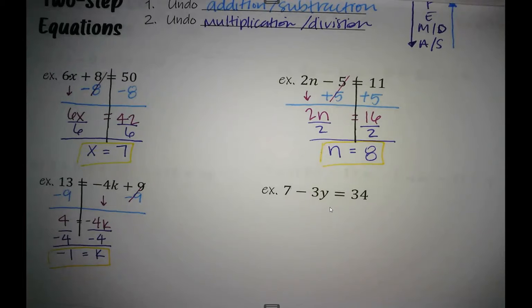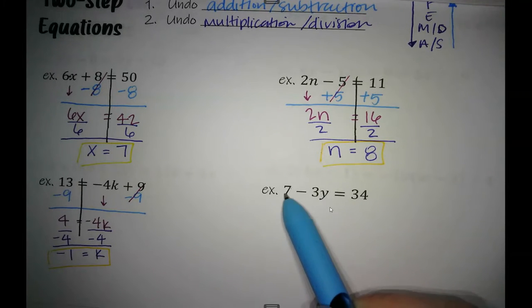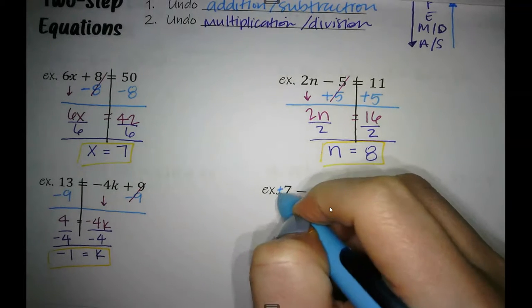All right, this last example, we got 7 minus 3y equals 34. Again, I changed up the order of things that you're used to seeing them in. Nothing changes though. Let me say that again, nothing changes. My y is still being multiplied by this negative 3. And then how this is a positive, that means that this is an addition.